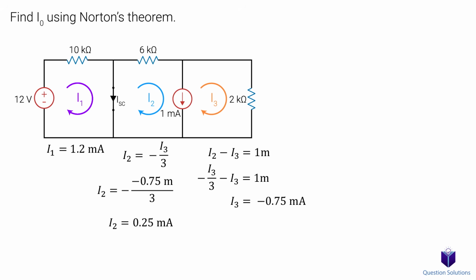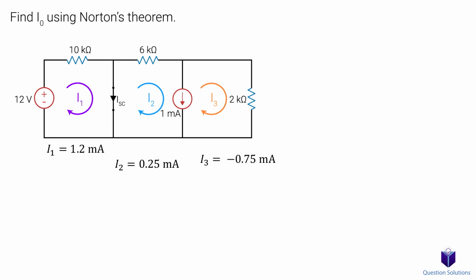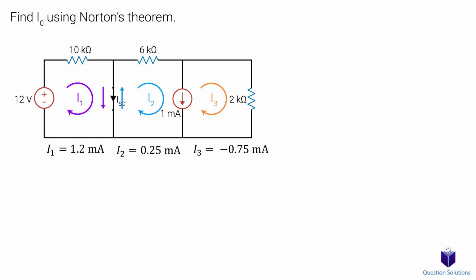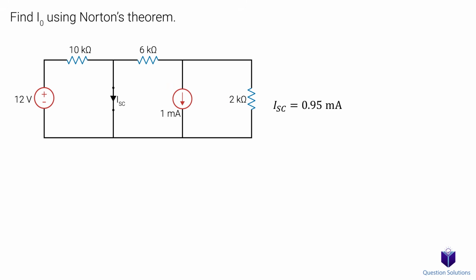Now, if we look at our ISC current, we assumed it to go down, so in the same direction as I1, while I2 opposes it. So ISC is equal to I1 minus I2. Let's solve, and we get 0.95 milliamps. Now that we have the ISC, the next step is to find the equivalent resistance.